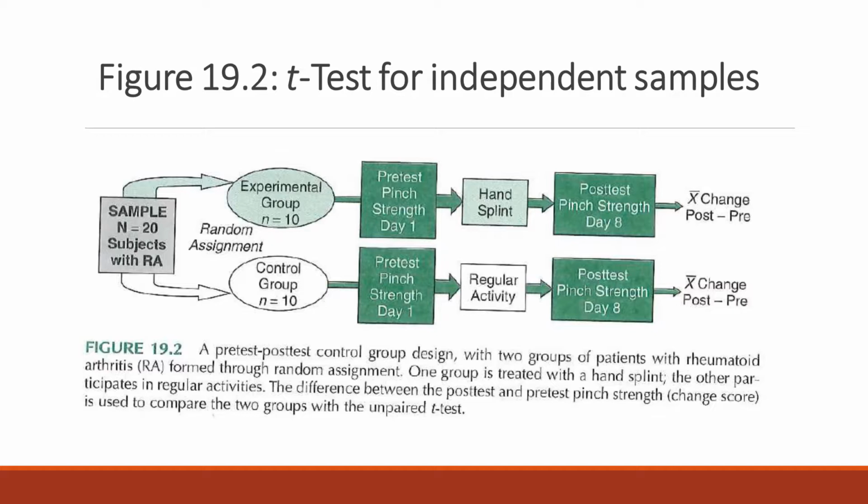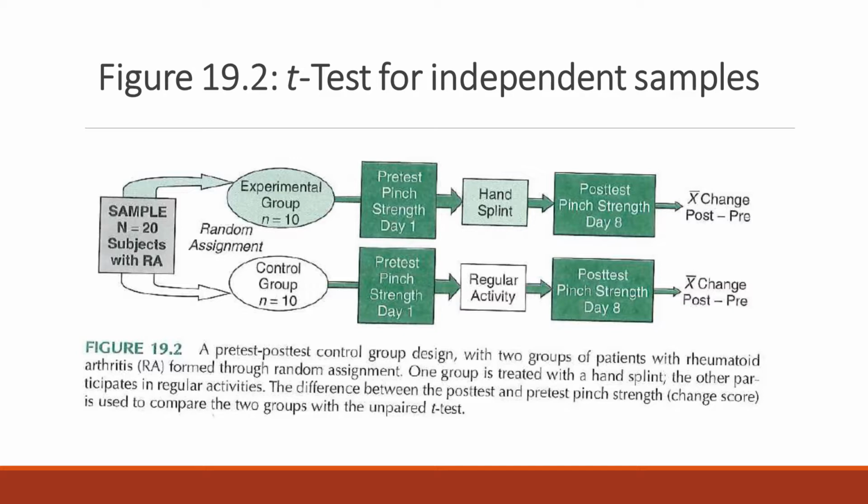Now, let's talk about the t-test. The t-test is a statistical procedure used to compare two means. The independent or unpaired t-test is used when the means of two independent groups of subjects are compared.